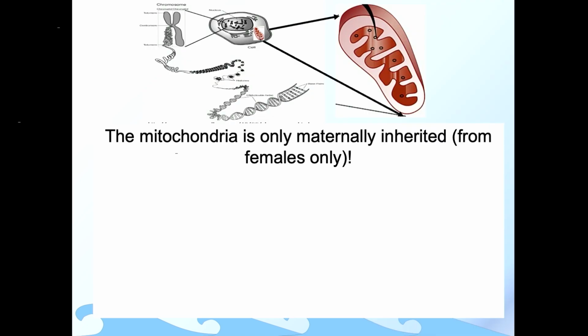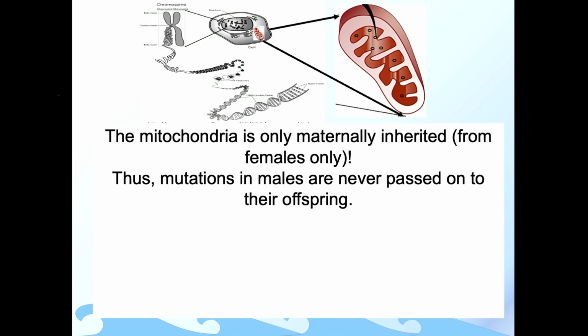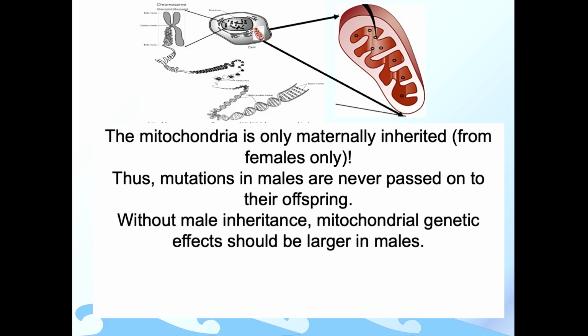So, what do we have? The mitochondria is only maternally inherited. Females only pass it on. Thus, mutations in males are never passed on. If I have a bad mitochondrial genome, my children never see it. Because they never see it, what we expect is larger effects in males than in females. Because my mitochondria is never inherited by my children, I can have mutations. Sorry, one of my children don't have my mitochondria. It's so unfair. Anyway, that's not inherited. What do we expect?